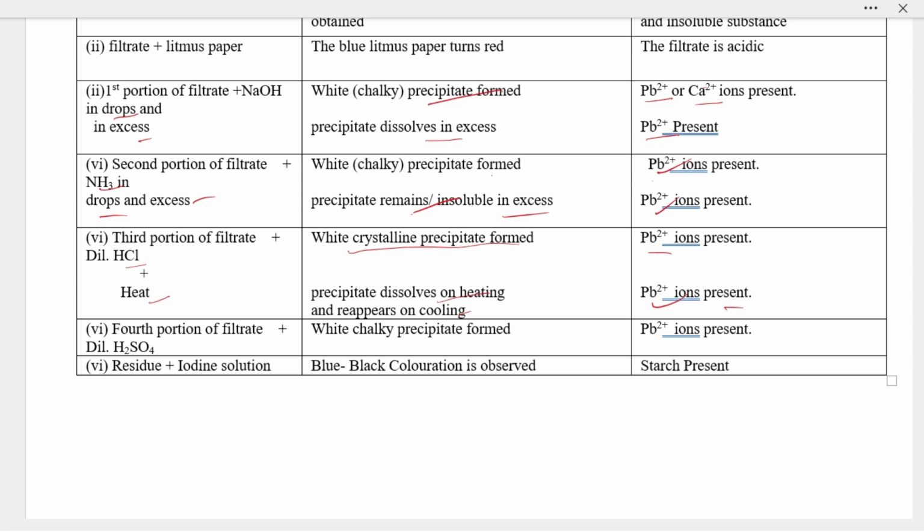Now, if you also react with H2SO4, we're going to have a white chalky precipitate formed, and this also signifies a specific reaction for lead ion. Now, to finalize, your residue plus iodine solution will give a blue-black coloration, and this shows that starch is present.